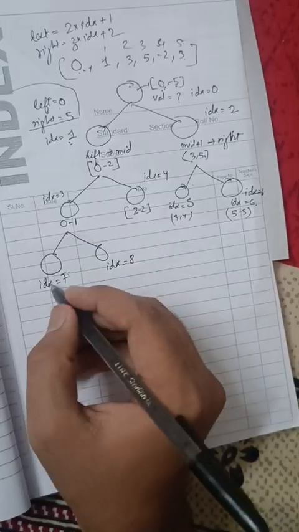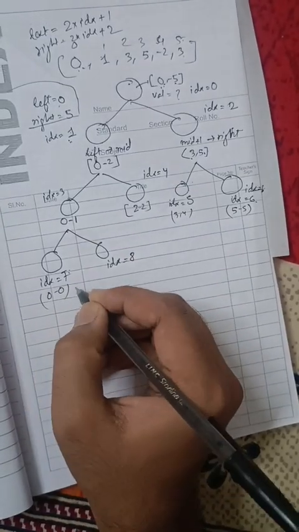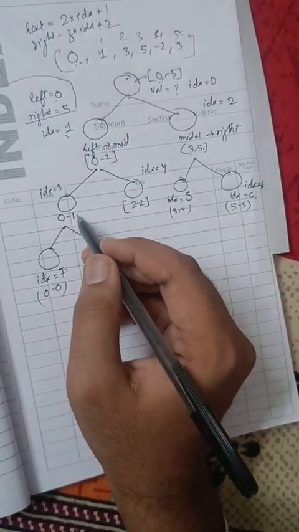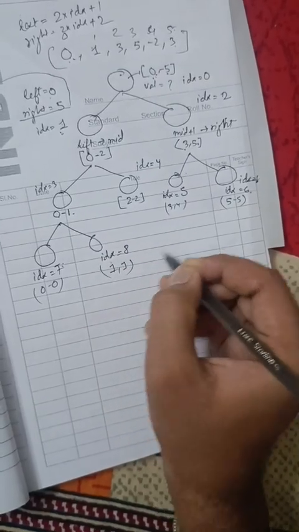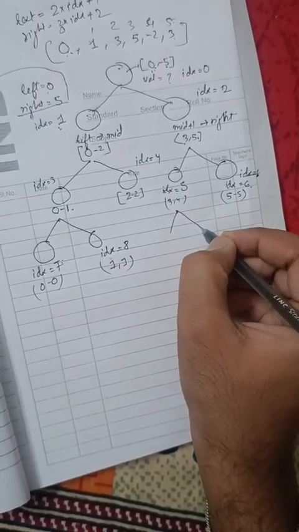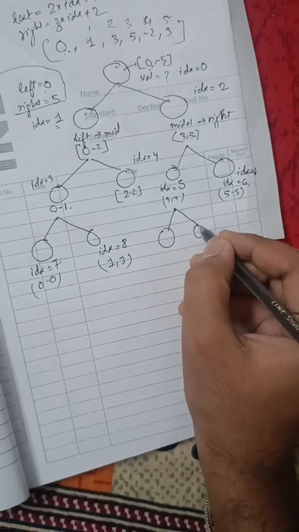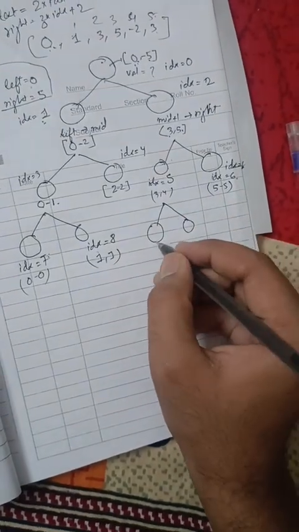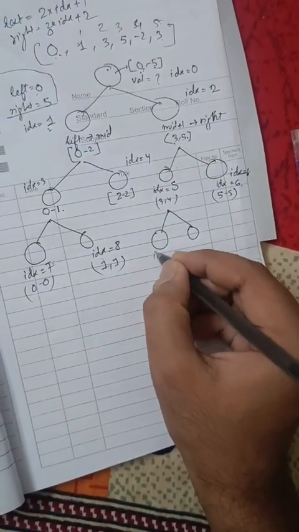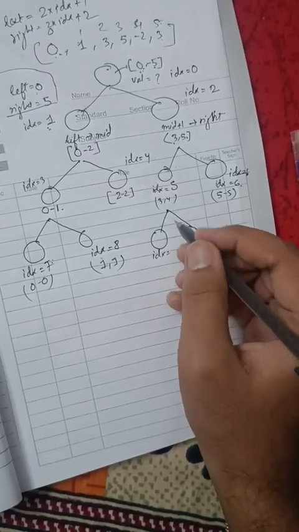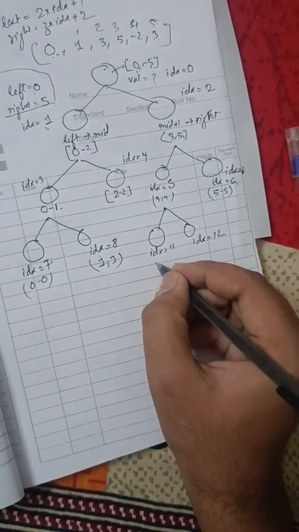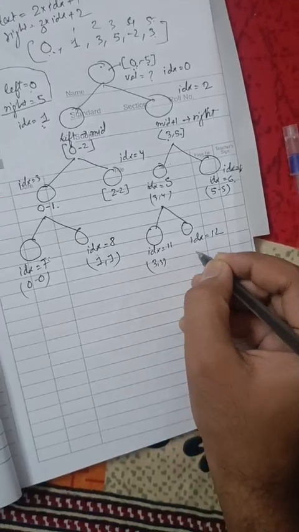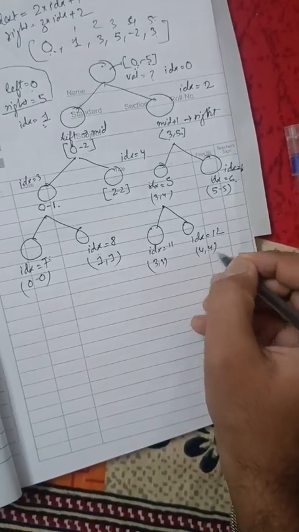and the range will be 0 to 0. Okay, because 0 plus 1 is 1 divided by 2 is 0, and this will be 1 to 1. Now this node will also be divided, right? So the index will be, say, 5 to the 10 plus 1 is 11, and this index will be 12. Range will be 3 to 3, and this range will be 4 to 4.